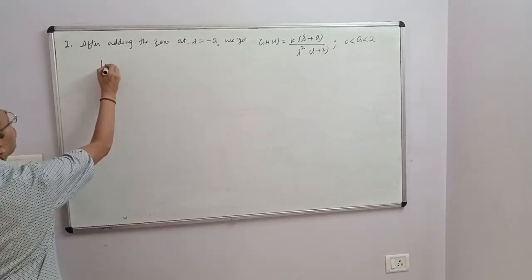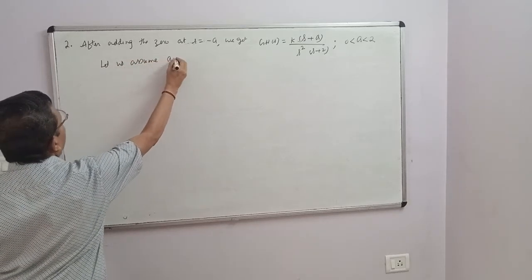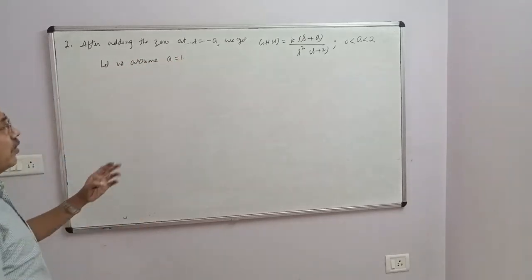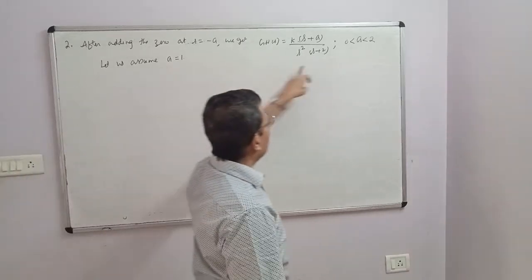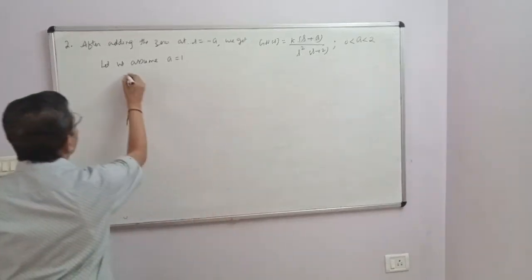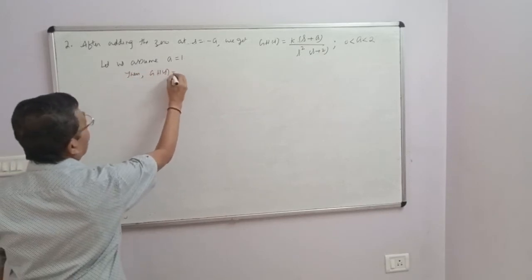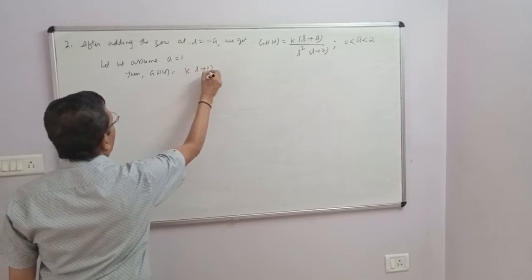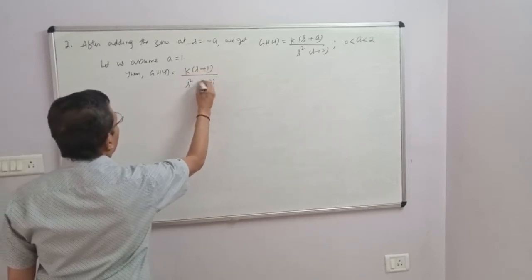Let us assume A is equal to 1, because we have taken a value in the practical root locus, A is equal to 1, which is between 0 and 2. Then GH of S is equal to K into S plus 1 divided by S square into S plus 2.